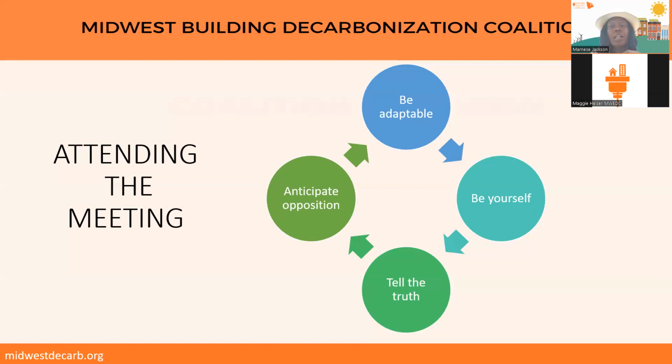Anticipate opposition. Consider what arguments the legislator might have already heard from your opponents and be prepared to refute the opposition. Leave something behind. Provide the legislator with written information, a fact sheet, a local newspaper, and then request action. Ask your legislator to take a specific action on your issue before you go.